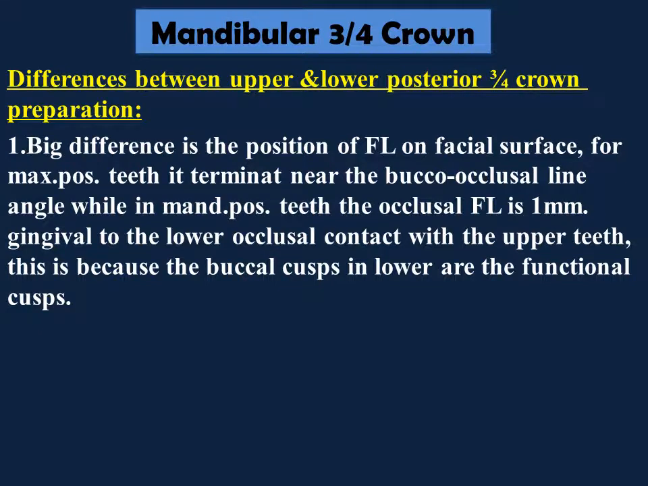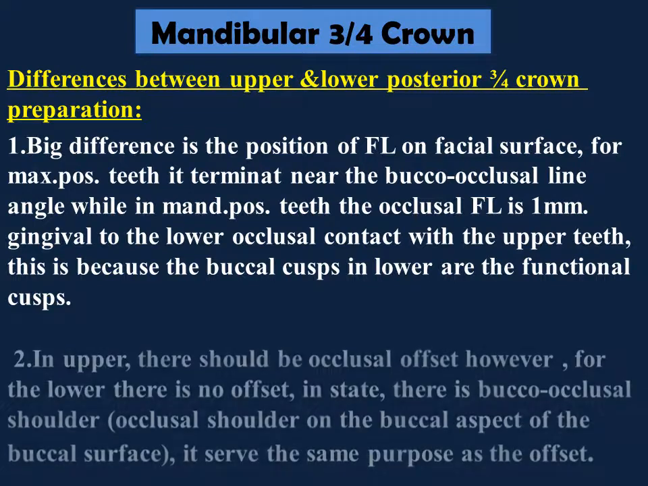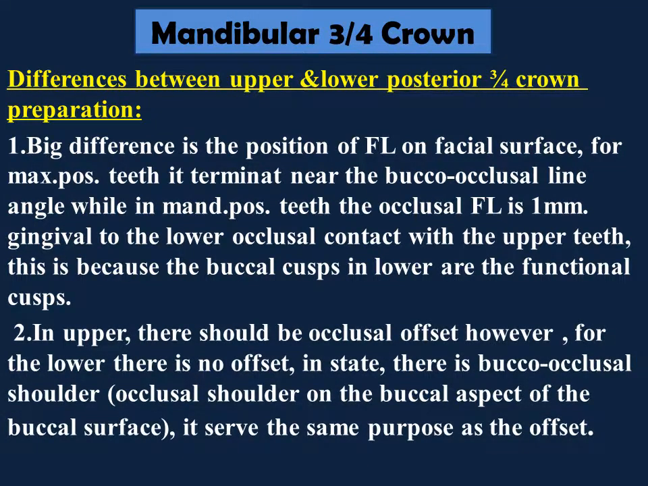And this is because the buccal cusps in lower posterior teeth are the functional cusps. The second difference is that in the upper posterior teeth there should be an occlusal offset, but for the lower posterior teeth there is no offset. Instead, there is a buccal occlusal shoulder which serves the same purpose as the offset.